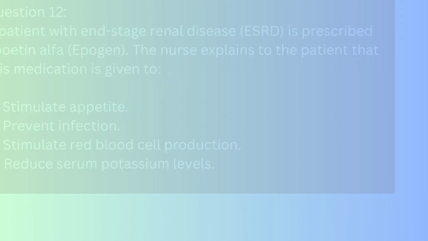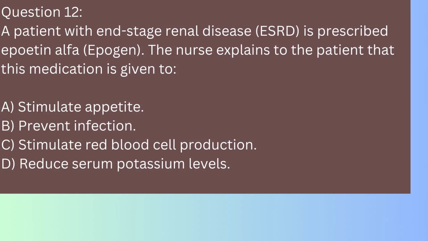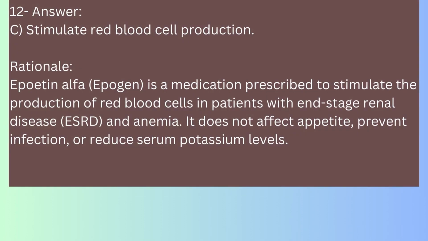Question 12. A patient with end-stage renal disease (ESRD) is prescribed epoetin alfa (Epogen). The nurse explains to the patient that this medication is given to: A. Stimulate appetite, B. Prevent infection, C. Stimulate red blood cell production, D. Reduce serum potassium levels. Answer 12. C. Stimulate red blood cell production.